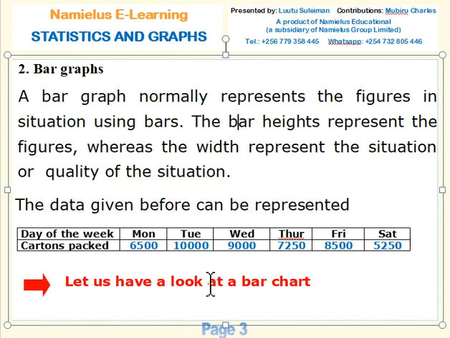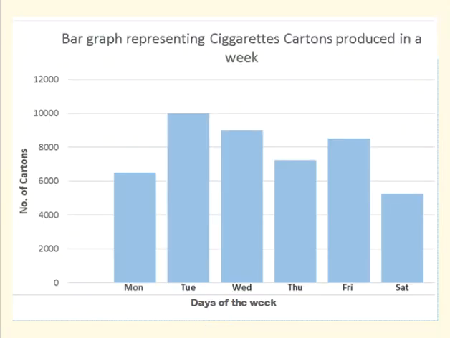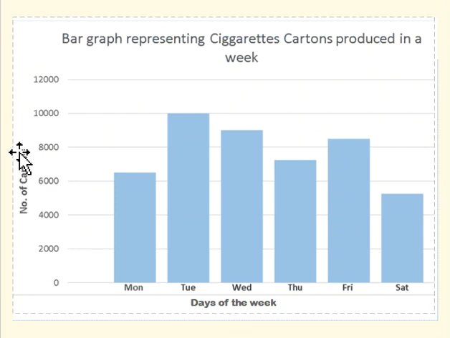Now, let us have a look at a bar chart and then see how it can be represented on a bar chart. This is our bar graph representing cigarette cartons produced in a week. On this side we have the number of cartons, and on this side we have the days of the week. On Monday, we can see it is 6,500, and then this is 10,000.